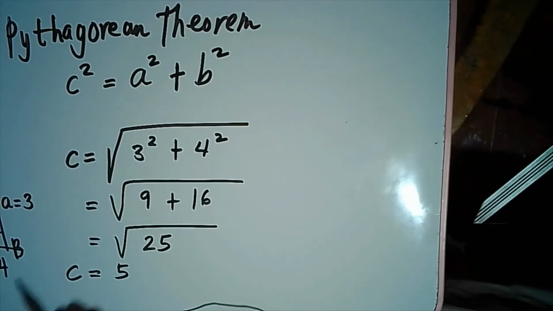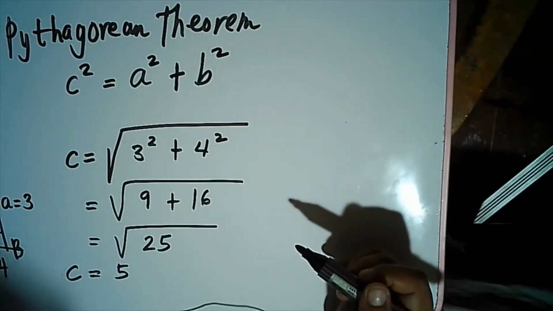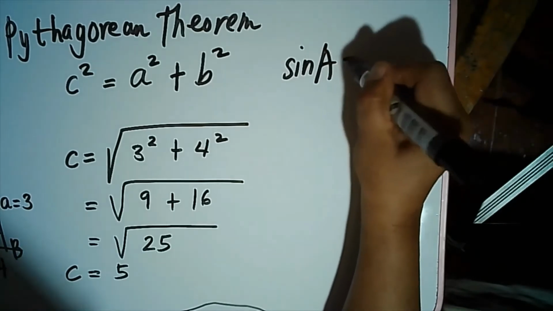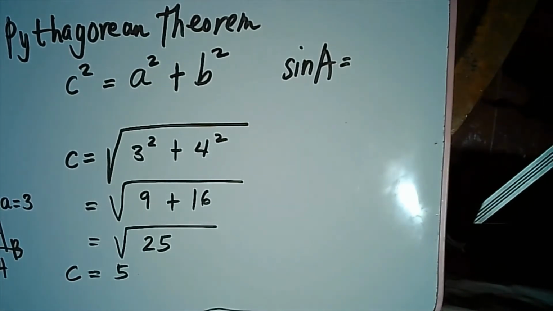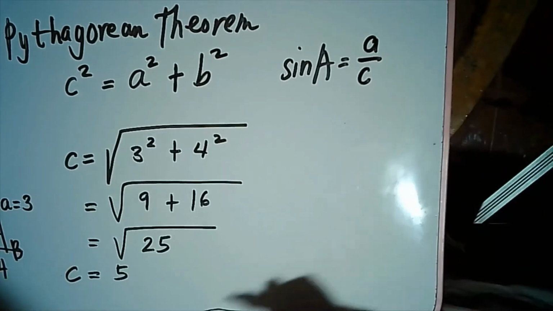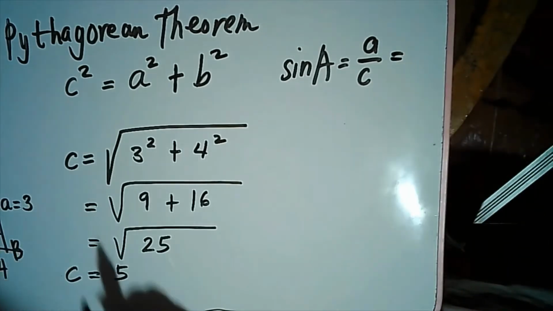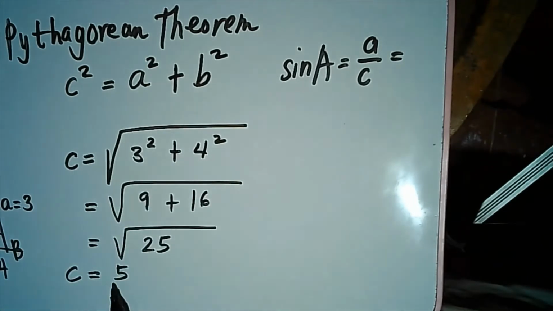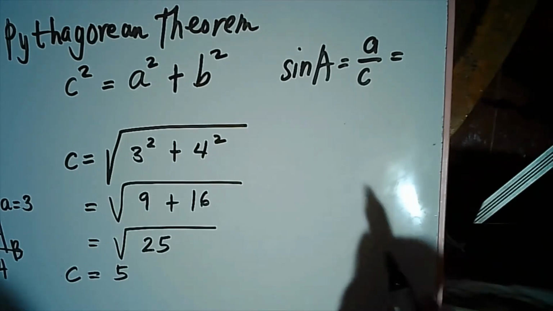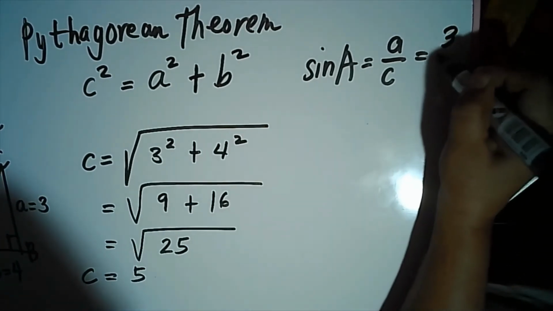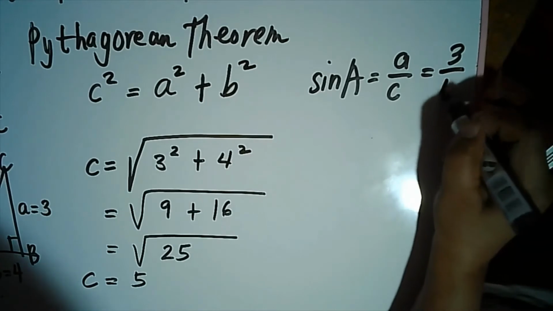So here, let's find the sine A. So sine A is equal to A over C. So A here is 3 and C is 5. So that would be 3 over 5.